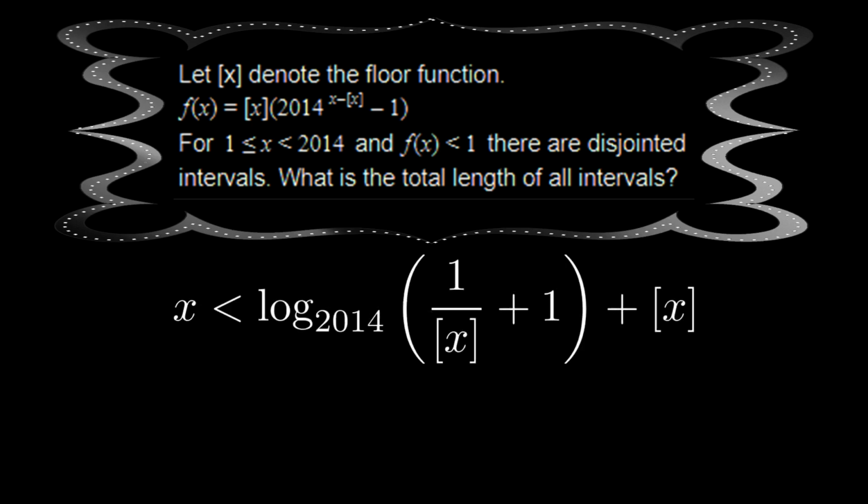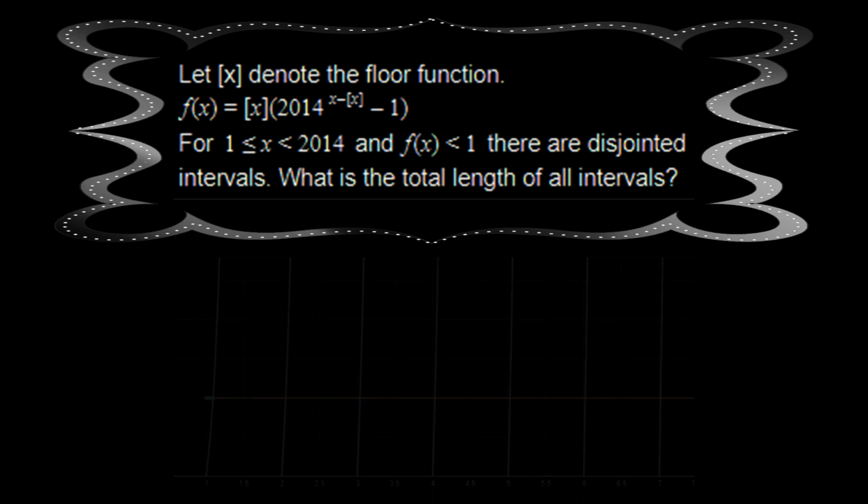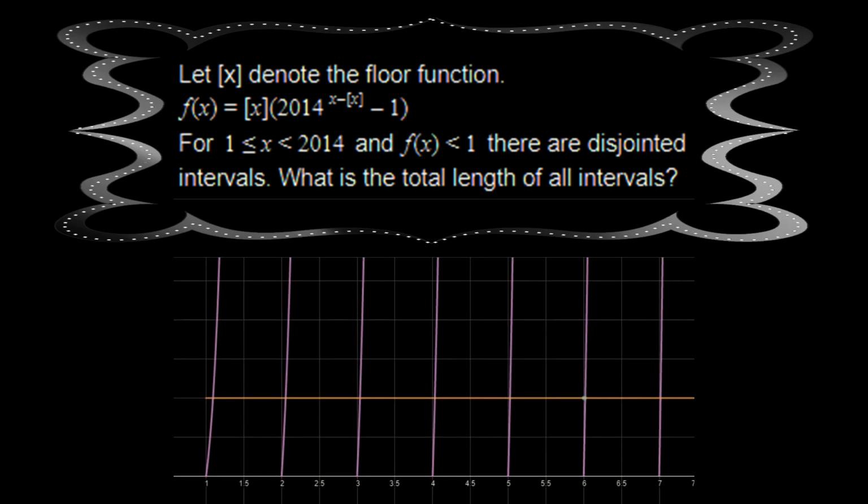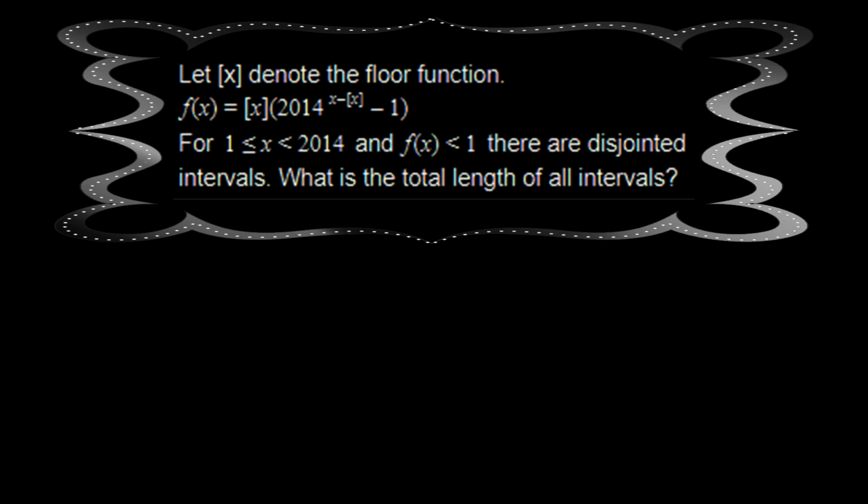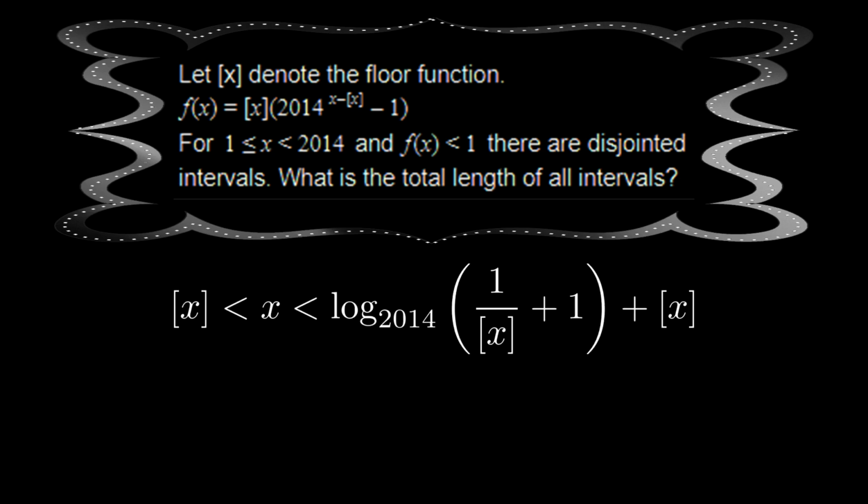But what's the lower bound? It may be helpful to go back and look at the graph. Here we see that each interval starts at an integer and ends somewhere before the next integer. Now this may be obvious, but x is always greater than or equal to the floor of x. Again, the floor of x is x rounded down, so by definition, x will always be greater than or equal to the floor of x.